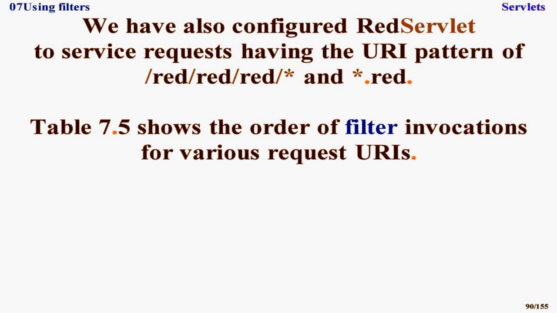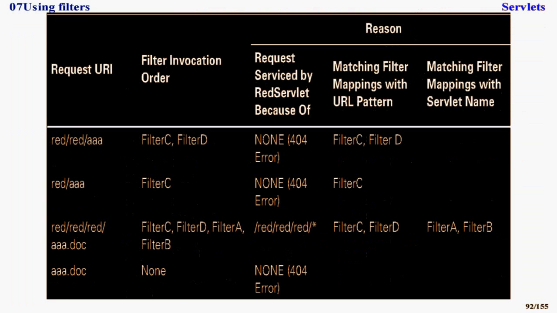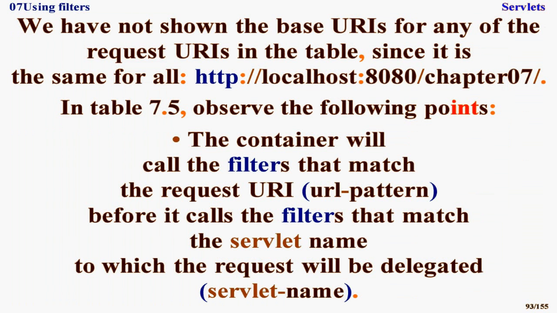Table 7.5 shows the order of filter invocations for various request URIs. Table 7.5: Order of filter invocation in filter chaining. We have not shown the base URIs for any of the request URIs in the table, since it is the same for all: http://localhost:8080/chapter07.